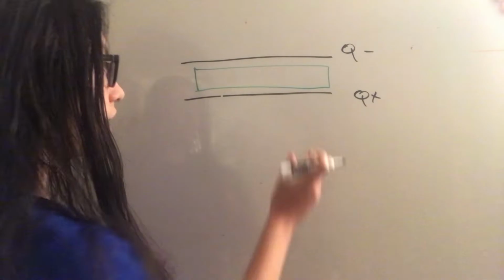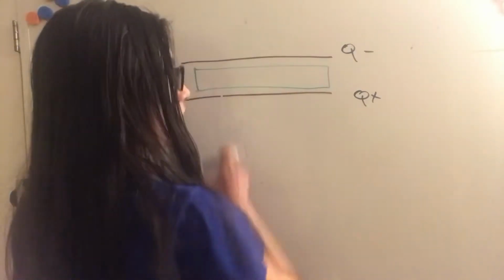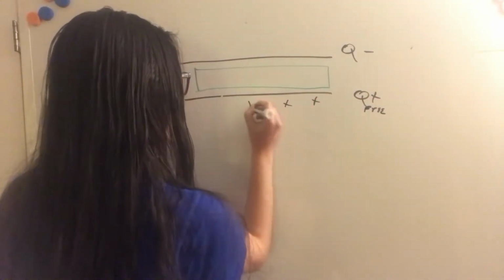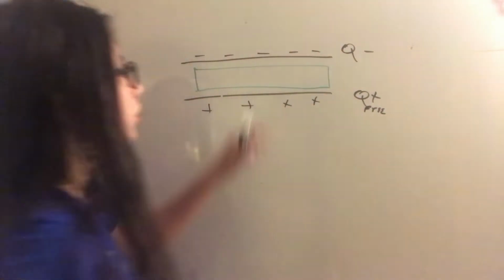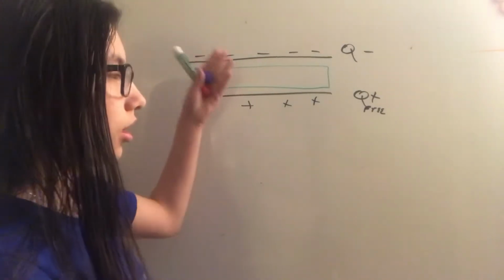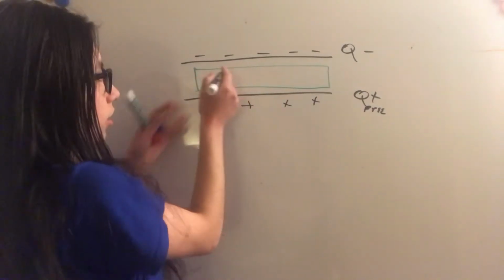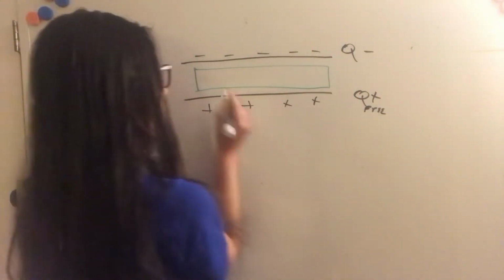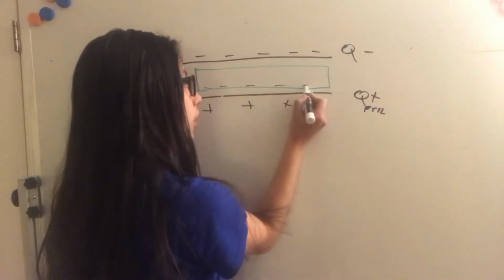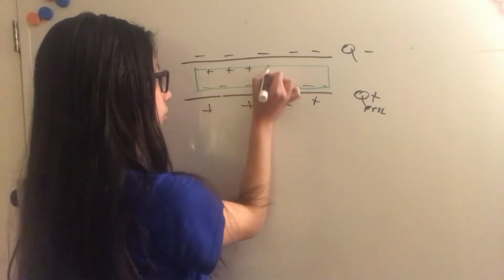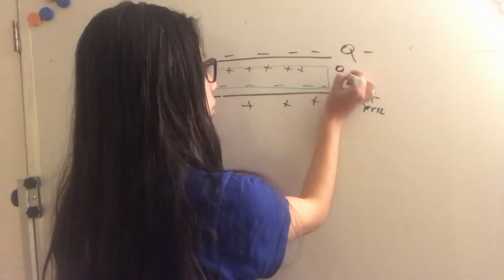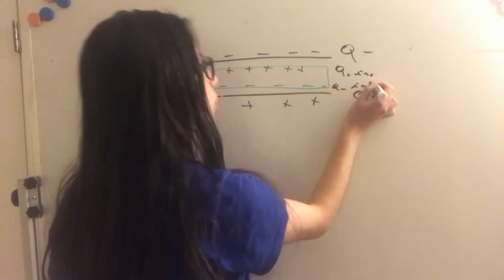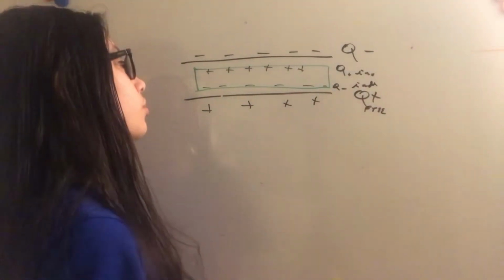So first, here we have Q plus, Q minus, and this is called Q free because these are positive, these are negative, and the dielectric is neutral. Here it has positive and negative charges, but they are neutral. Because this part is positive, we will induce the negative charge to be here and the positive charge to be here. So this would be Q plus induced and this would be Q negative induced. So we will be talking about Q free and Q induced.